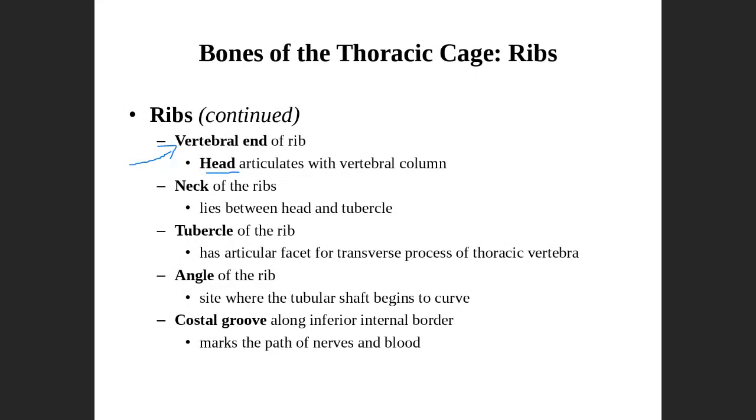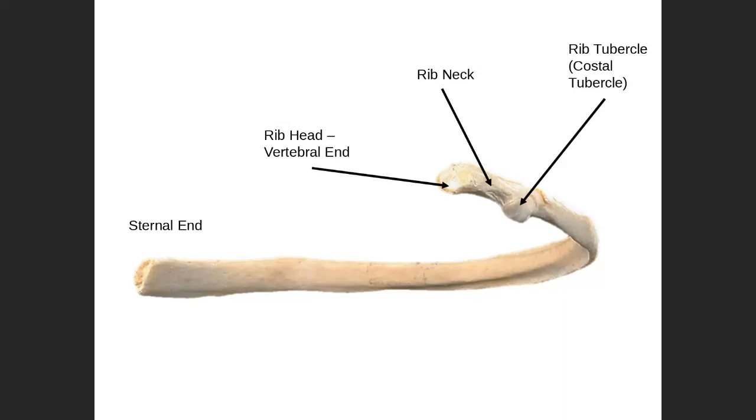So you have a knob at the end of the rib, and that's going to be the head. Then you're going to see another knob on the rib that's close to the head. That's the tubercle, or costal tubercle. In between the head and the tubercle is going to be the neck. Let me show you. Here's the head right here. Here's the costal tubercle here. This area in between is the neck.